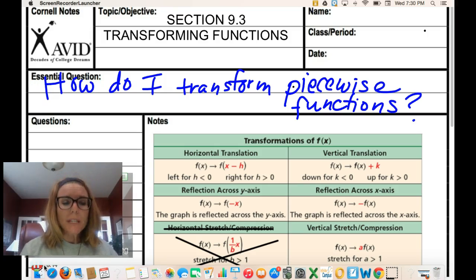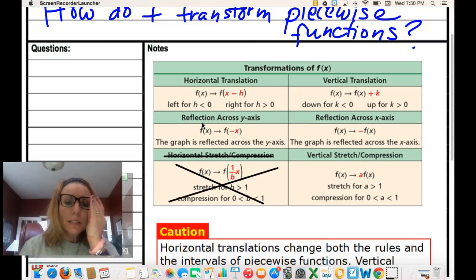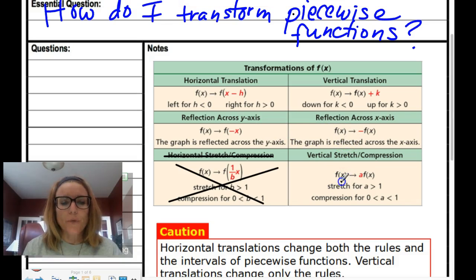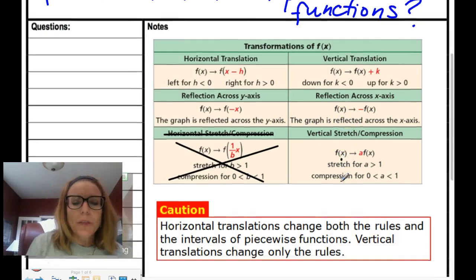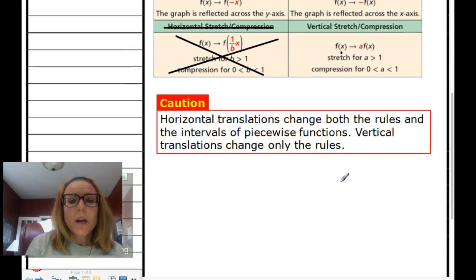We learned about piecewise functions last lesson, and you're very familiar with transformations. Here is a table explaining again what happens when you have a transformation. Horizontal transformation is left or right. Vertical is up or down, reflection across the y-axis and the x-axis, and a stretch out front. We're very familiar with that, so we're going to just go right to it.